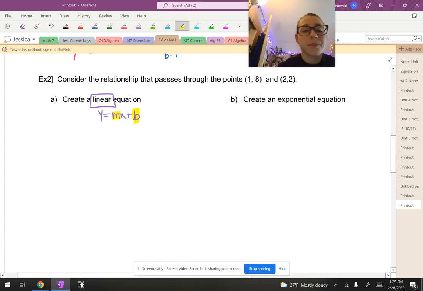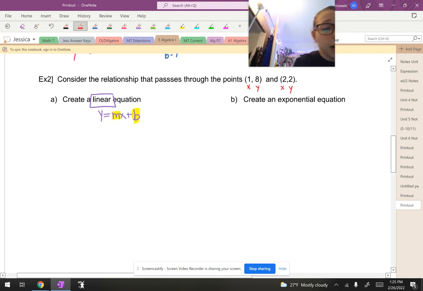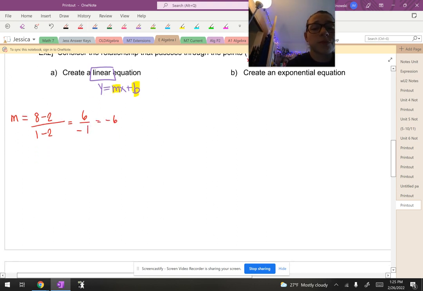We'll have to deal with that later. So starting off with those points, I'm going to start by finding my slope, which I'm going to do by using change in y over change in x. So 8 minus 2 over 1 minus 2 is equal to 6 over negative 1, which is equal to negative 6. So that is my slope.